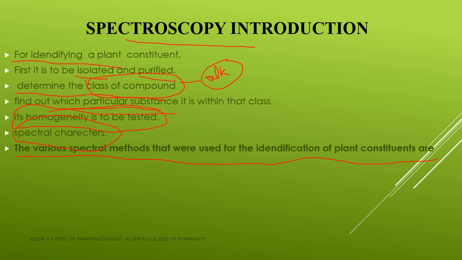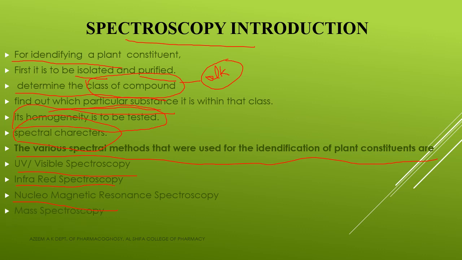The various spectral techniques that are used in the identification of plant constituents are, so first one is UV visible spectroscopy. UV spectroscopy as well as visible spectroscopy. Both work under the same principle only, but a slight difference is there. So that you will be studying later. The first one is UV and visible spectroscopy. Second thing is IR spectroscopy or the infrared spectroscopy. And the third thing is NMR spectroscopy or nuclear magnetic resonance spectroscopy.